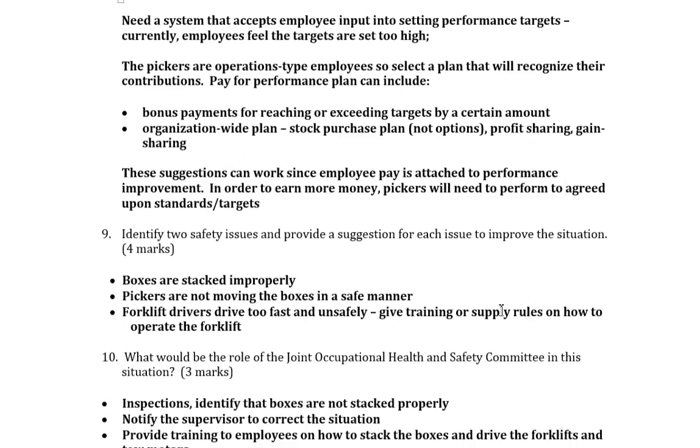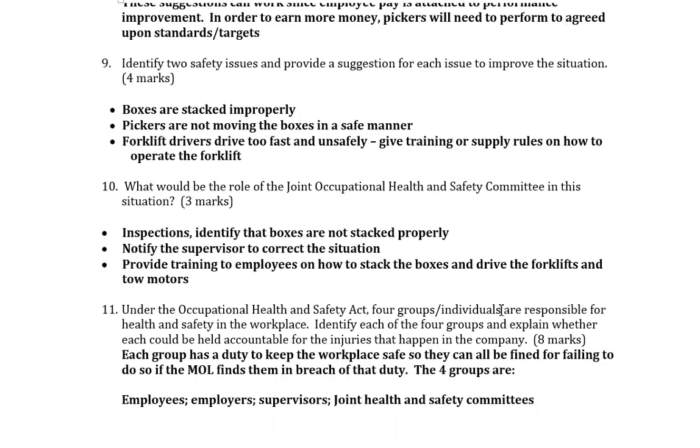Now we get into health and safety. We know we did have some health and safety issues, but specifically, what two safety issues did you see in the case, and provide suggestions for each issue to improve the situation? I came up with 3, but again, I only asked you for 2. First of all, we found that the boxes weren't stacked properly. The pickers are not moving the boxes in a safe manner, so they're not lifting properly, and they're not moving them safely, and the forklift drivers were driving too fast and unsafely. So those are 2 issues.